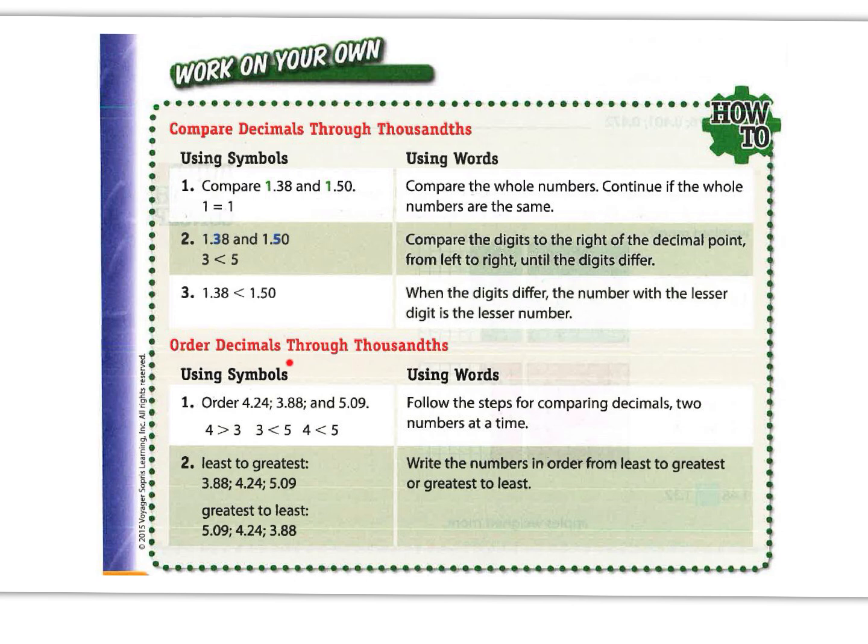Now this says order decimals through thousands. So you're going to order those numbers. It says follow the steps for comparing decimals 2 numbers at a time. Least to greatest, it says write the numbers in order from least to greatest or greatest to least. So here you can easily see that the ones place is different. So 3, 4, 5, that one was a pretty easy one to compare. Sometimes you have to go into the decimal places to compare.